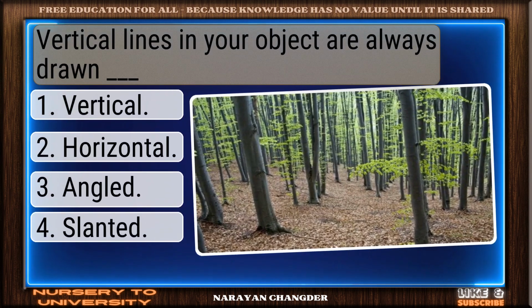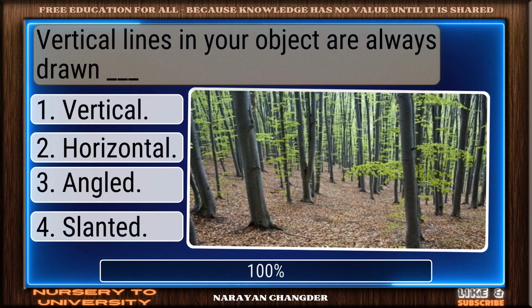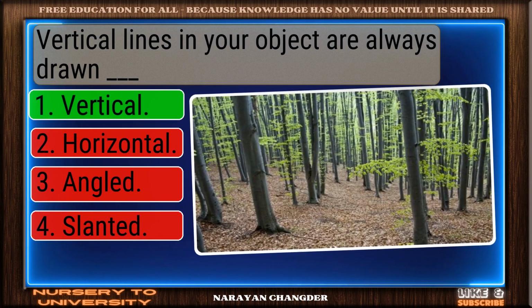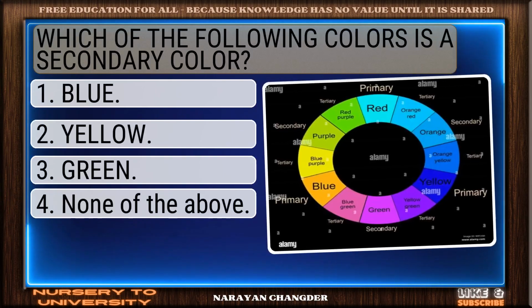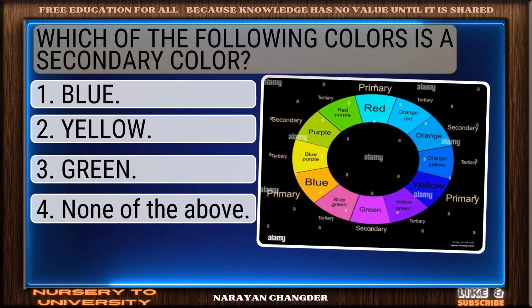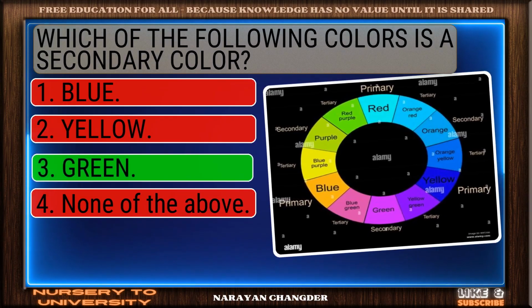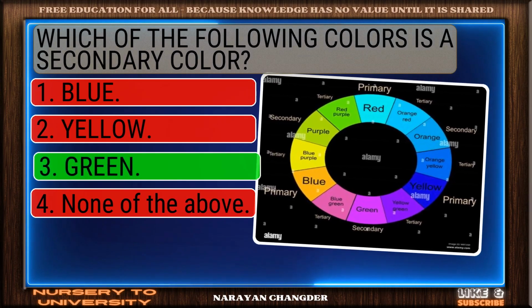Vertical lines in your object are always drawn dash. Smart move. Vertical is an accurate answer. Which of the following colors is a secondary color? Well reasoned. Green is the correct choice.